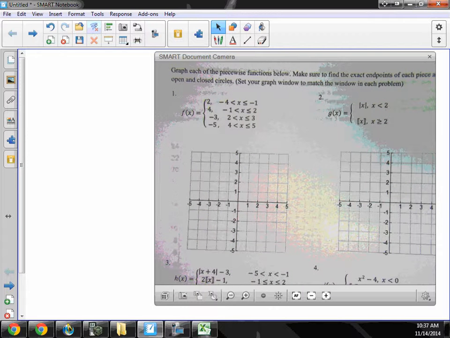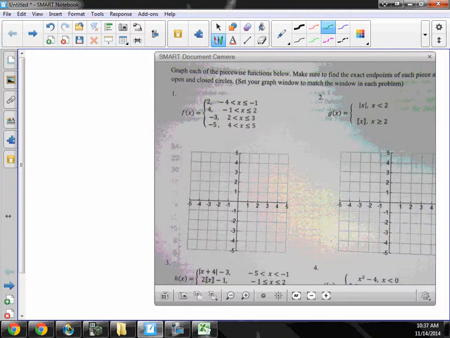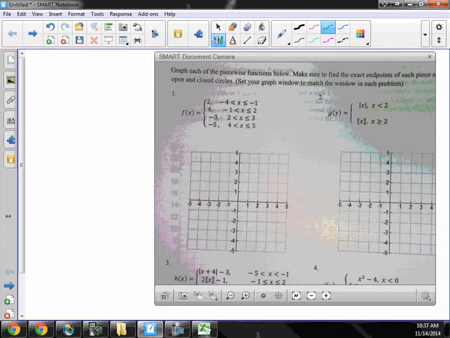Okay, so this function has 4 pieces, 2, 4, negative 3, and negative 5. Each one of those pieces is just a straight horizontal line. Okay, so the first one says the graph is at 2 from negative 4 to negative 1. So from negative 4 to negative 1, the graph is up here at 2.